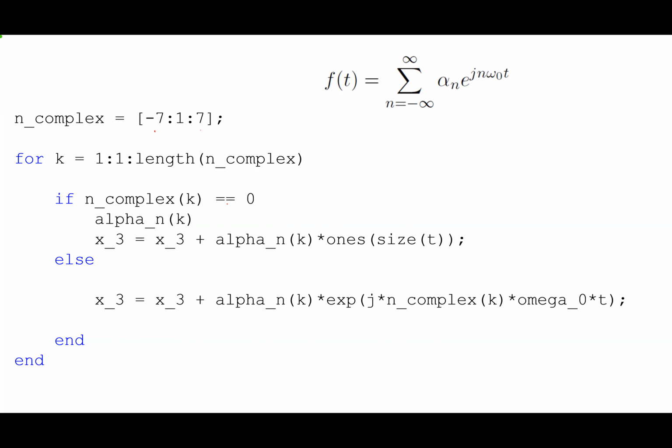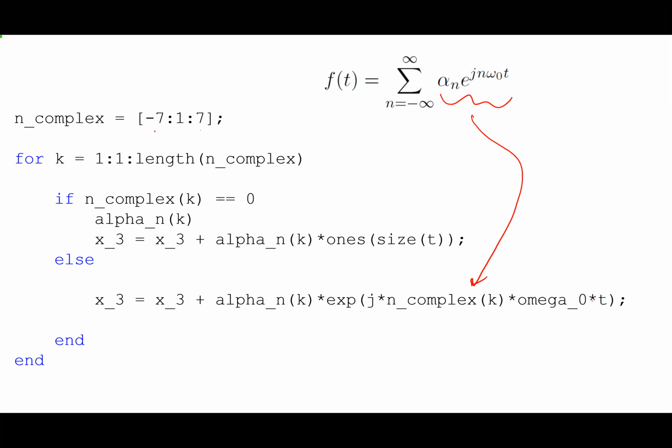Okay. And so what I do there is I say, well, add whatever my x3 is, because that's the vector I'm storing the complex form in. Add to that alpha n, whatever alpha I have there, times 1s, right? I'm adding the DC term in. Everywhere else, I add in what it says right here, right? I say alpha n times exponential j times n times omega times t.